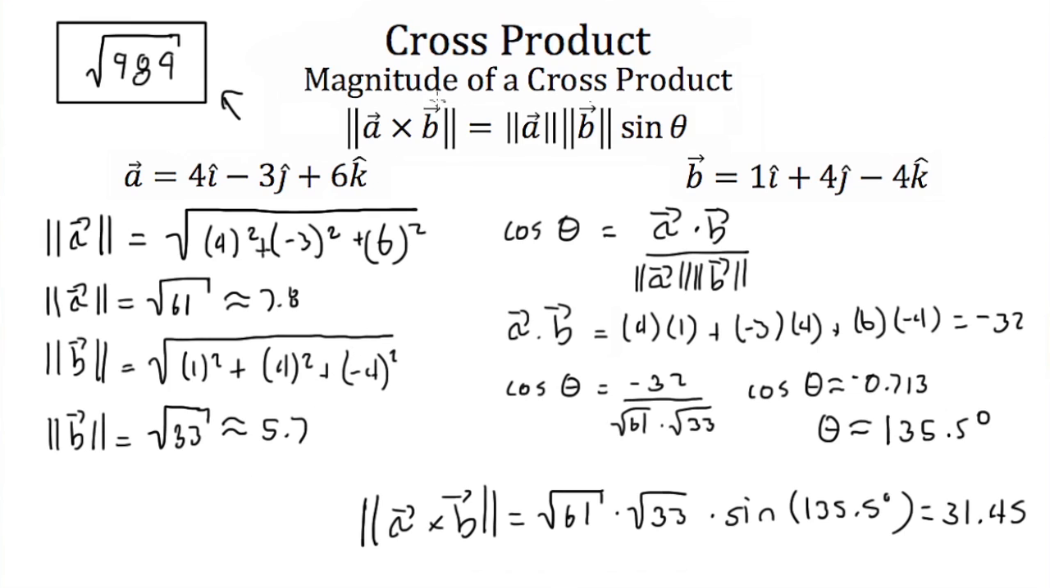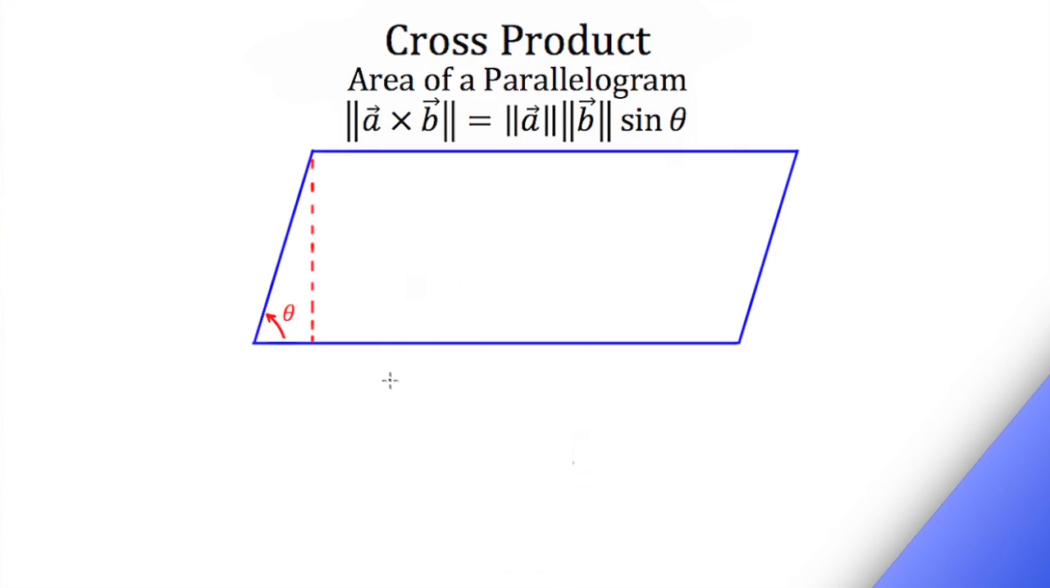So if you ever want the magnitude of the cross product of two vectors, you can either find the cross product and then find the magnitude, or if you know the angle in between these two vectors, it's probably easiest to take the magnitude of each vector and multiply it by the sine of that angle. Now, because the magnitude of the cross product of two vectors is equal to the magnitude of the first vector times the magnitude of the second vector times the sine of the angle in between them, we can use the cross product of two vectors to find the area of a parallelogram.